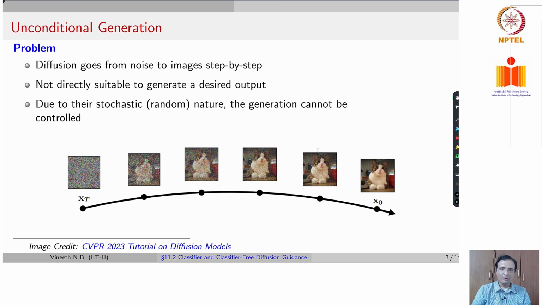If you saw how diffusion models work so far, they focus on unconditional generation, which means diffusion goes from noise to an image that comes from your original data distribution, or is similar to your original data distribution, in a step-by-step fashion. This is suitable to get a diverse set of generations, but may not be able to get us a desired output from a particular class. This is because of the inherent stochastic nature of diffusion itself.